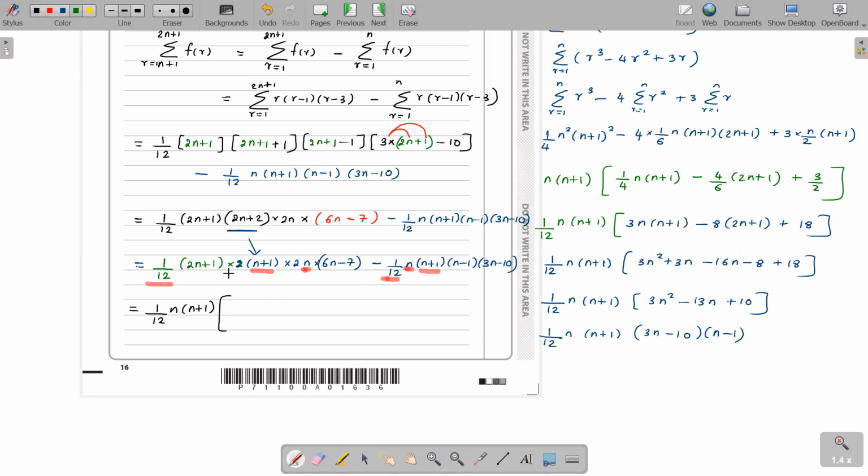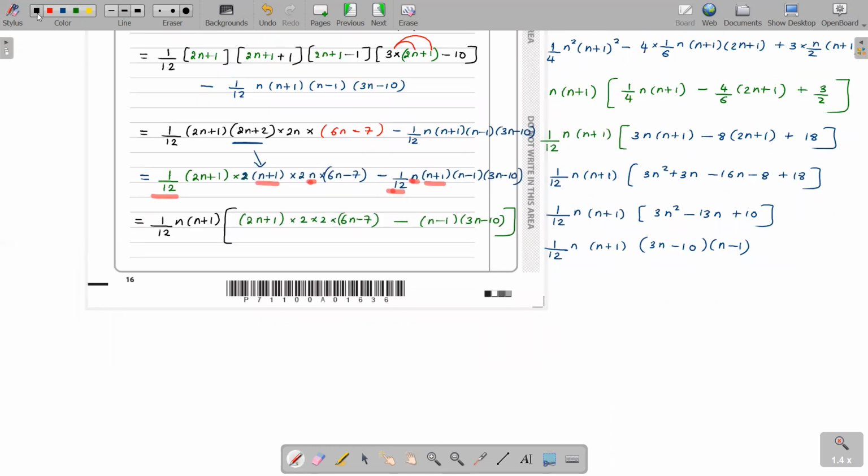So who is remaining now? 2n plus 1 is remaining. Times 2 is remaining. Another times 2 is remaining. Times 6n minus 7 is remaining. Are you with me? In the middle there is a minus mark. 1 over 12, when n plus 1 goes out, you're remaining with n minus 1, 3n minus 10. Is that okay? So you are remaining here with 1 over 12 n plus 1.